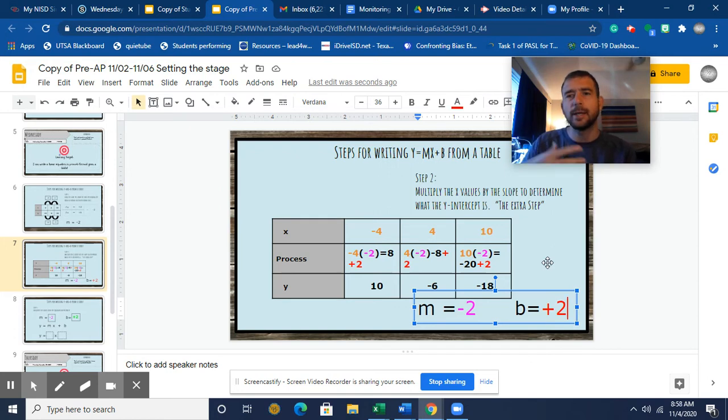So now we're taking it to the next step, and I'm asking you, can you write a linear equation now? So we know the slope of this table. We know the y-intercept of this table. So let's go figure out what that would look like in an equation.